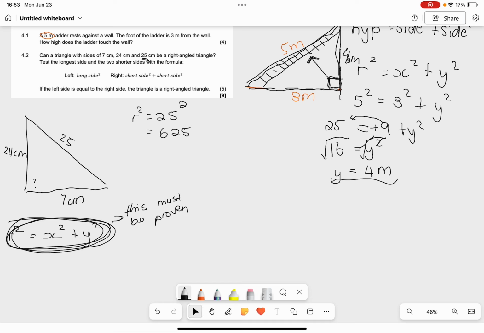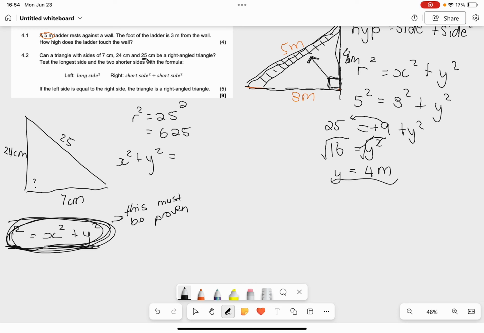Then x squared plus y squared. Now, if I get the same answer, if I get 625 here, then I will know for sure that this is a right angle triangle, because then it means that this will be true. It means that r squared will be equal to x squared plus y squared. Does that make sense? So I'm going to calculate.